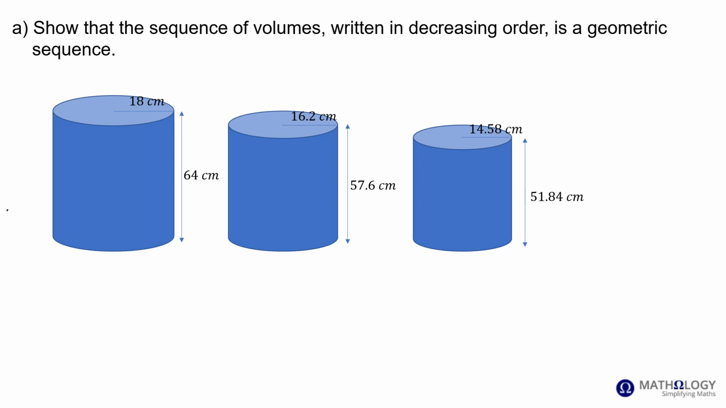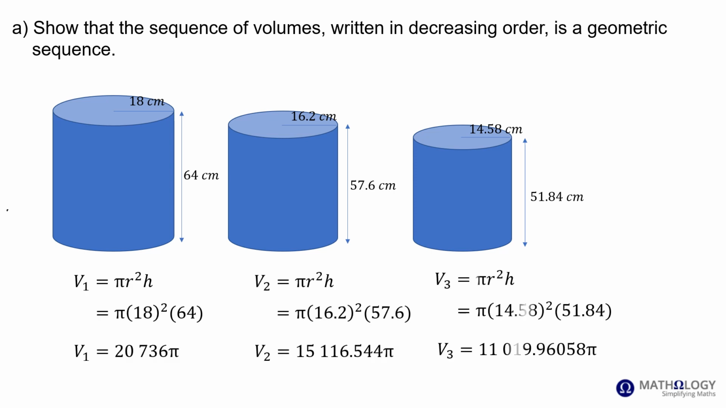We are required to show that the sequence of volumes of the cylinders form a geometric sequence. In other words, we need to show that there is a common ratio between successive terms of the sequence of volumes. There are a couple of approaches you can take with this. The simplest approach would be to determine the actual volume of the first three cylinders, since we have determined the radius and height of each of the first three cylinders.